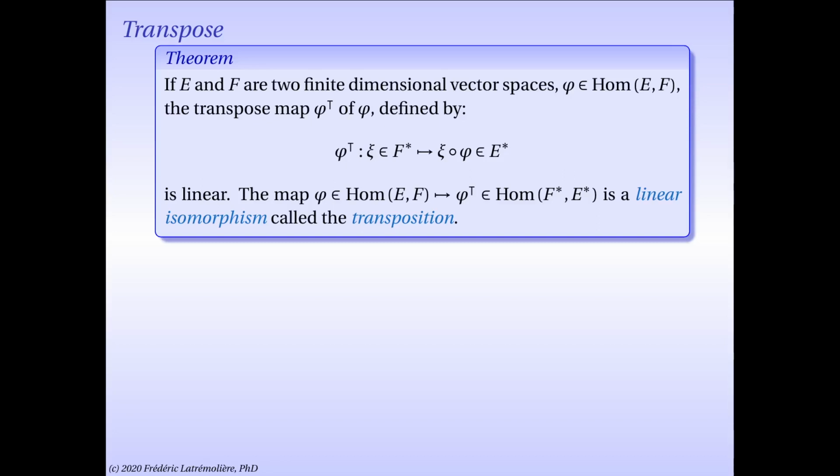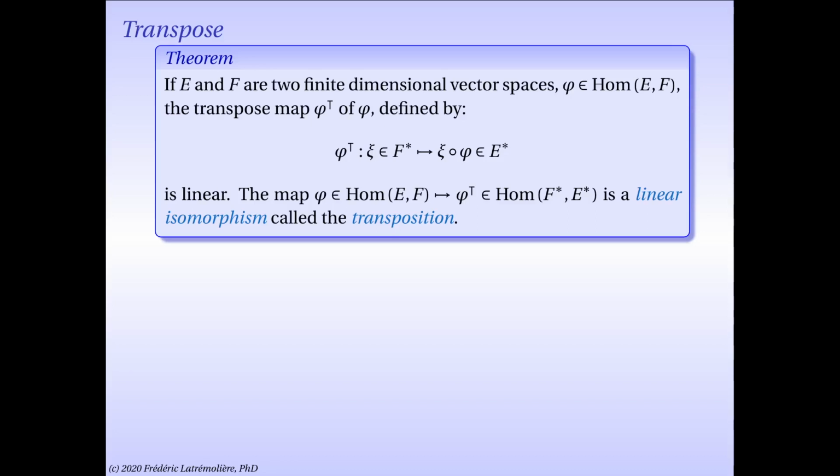Indeed, the domain of xi composed with phi is the domain of phi, which is E. The codomain of xi composed with phi is the codomain of xi, which is the scalar field. And as a composition of two linear maps, xi composed with phi is linear. Now, it's easy to check that this transpose of phi is itself a linear map, which goes from the dual of F to the dual of E.